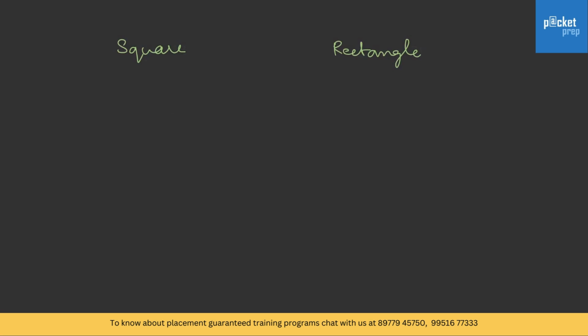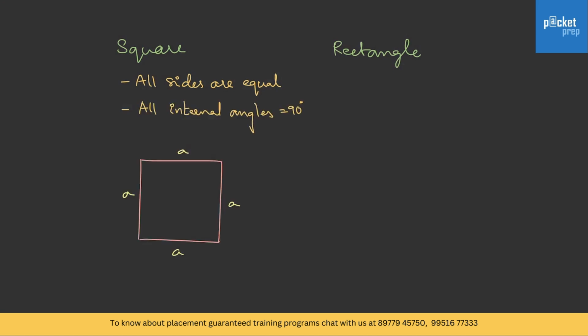For this lecture, let's learn how we calculate area and perimeter for squares and rectangles. In a square, all the sides are equal and all internal angles are 90 degrees. So here is a square where all sides are the same, so I am taking it as A. Then the internal angles, this one, this one, this one and this one, all 4 angles are 90 degrees. Now coming to the rectangle, the opposite sides are equal and all the internal angles are again 90 degrees.